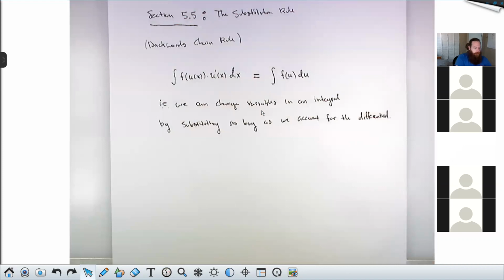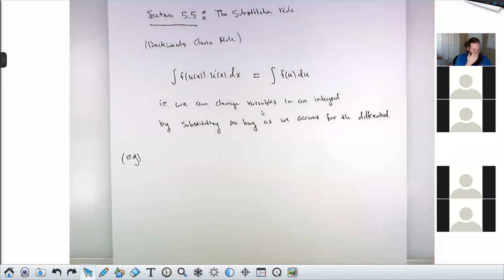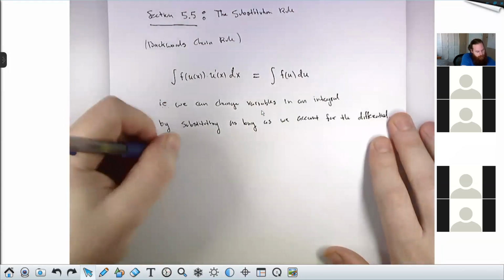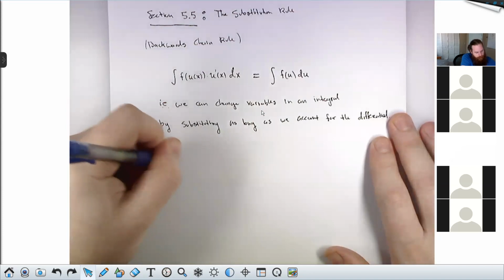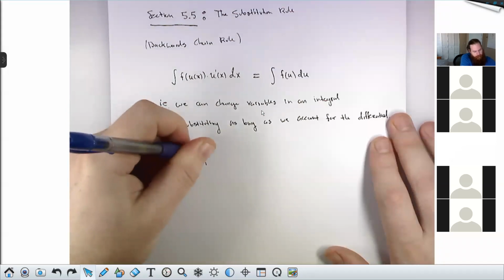So let me show you what I mean. I think learning this by example is the best way to go. So the formula is here. If I want to integrate something like 2x times the square root of x squared plus 1.